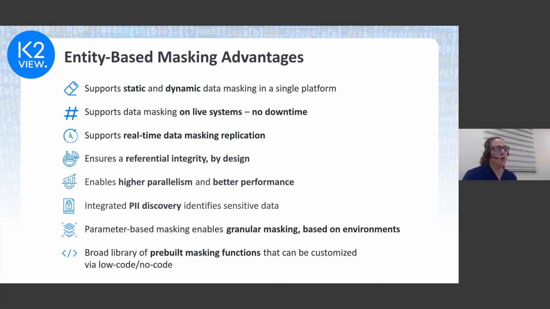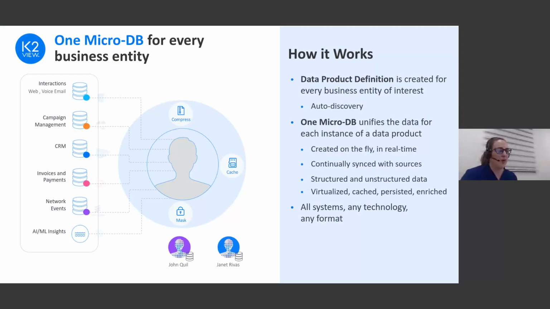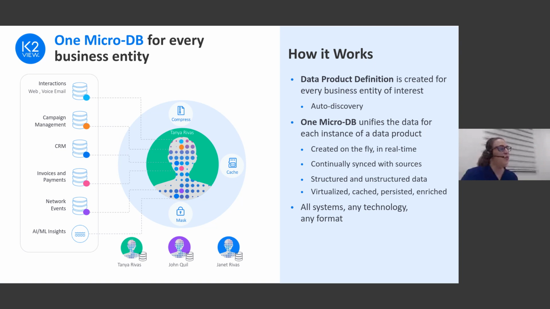It also ensures referential integrity by design, going back to the previous slide. If we extracted Tanya Rivas's data into one place, one logical unit from all the systems, and we define all the relations, then by design we can keep the referential integrity of Tanya. We can verify that if Tanya becomes a Hermione, for example, Tanya will be Hermione in the interactions, in the CRM, in the billing system, etc. The same for other private attributes of Tanya.